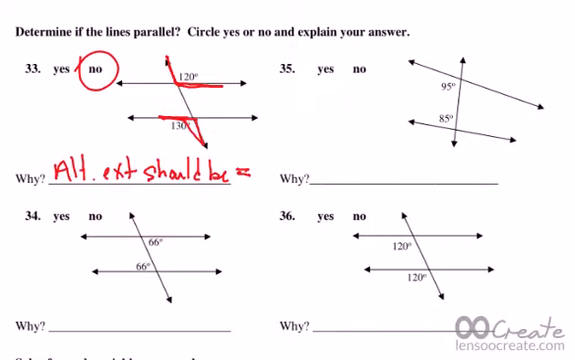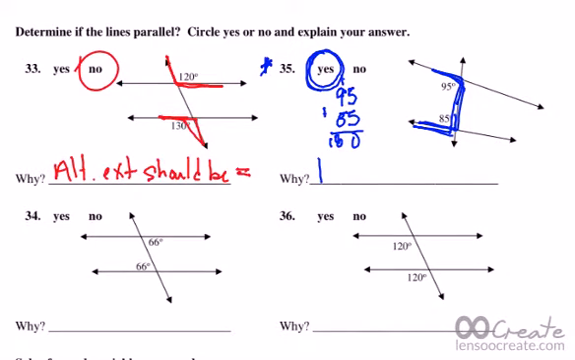If I look at question 35 right here, I look at these two angles, and those two angles are consecutive interiors. For these two lines to be parallel, those two angles should add up to 180 degrees. If I add that, 10, borrow, 9 and 1 is 10, plus 8 is 180. They do add to 180 degrees. That means these two lines are parallel.